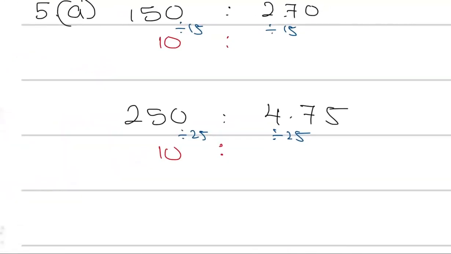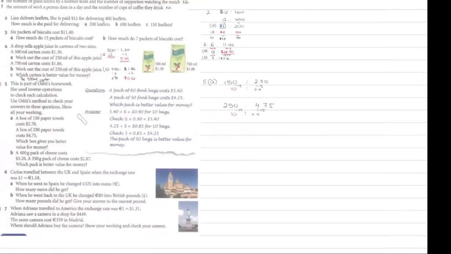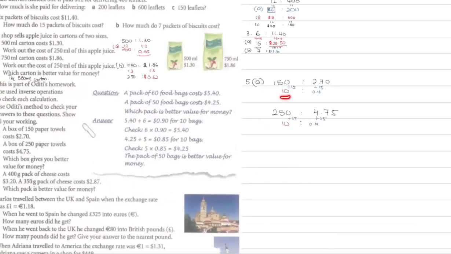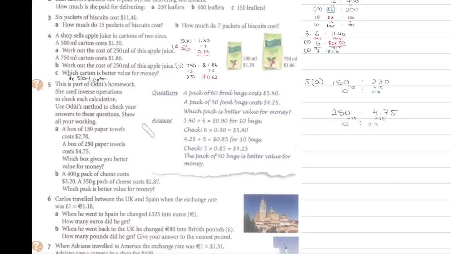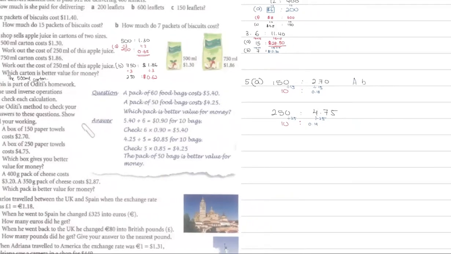So it's $2.70 divided by 15 is 18 cents. $4.75 divided by 25 is 19 cents. So I can see here 10 paper towel is equal to 18 cents. 10 paper towel is equal to 19 cents. Which one has a better value for money? A box of 150.